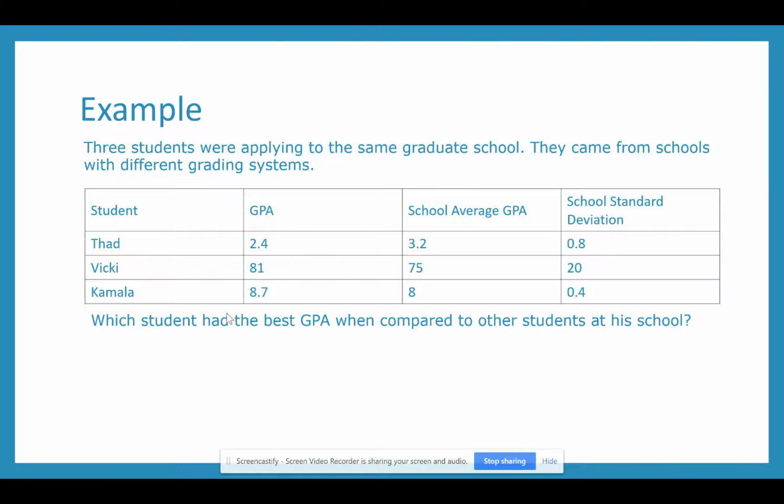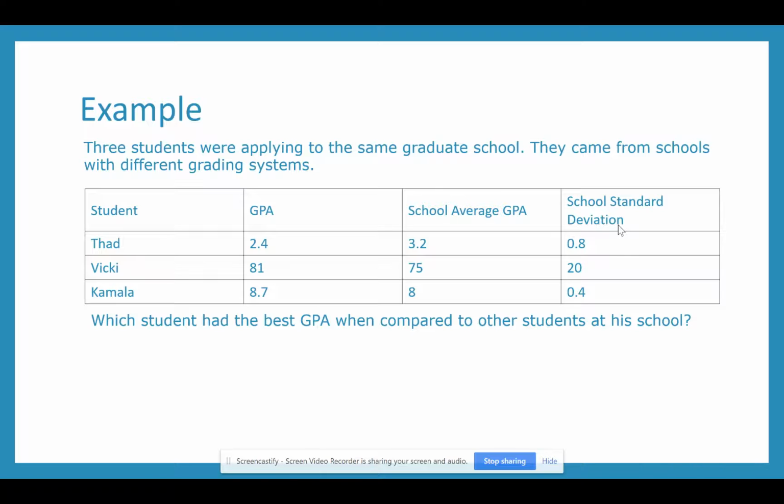Three students were applying to the same graduate school. They came from schools with different grading systems. It looks like maybe Thad attended a school that used the 4.0 scale. Vicky went to a school perhaps that used a 100-point scale. And Kamala went to one that maybe uses a 9 or 10-point scale. We really don't know, but it's obvious that they weren't the same grading system. For each student, you've been given their GPA in the second column, the school average GPA for their school, and then the school's standard deviation.